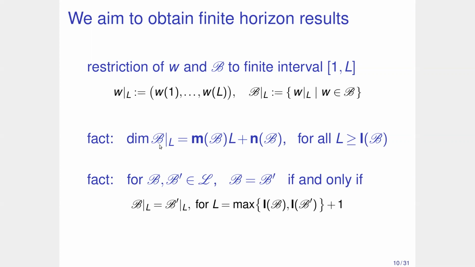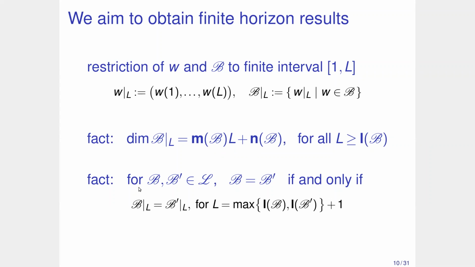And here is one very important formula. The restricted set of trajectories B bar L, which is called the restricted behavior, is a subspace of dimension, and this is where the integer invariants come into play, number of inputs m times L, the length of the horizon, plus order n. The formula should make sense from a state space point of view, because the first term, m times L, is the degrees of freedom in choosing the input, and the second term is the degrees of freedom due to the initial conditions.